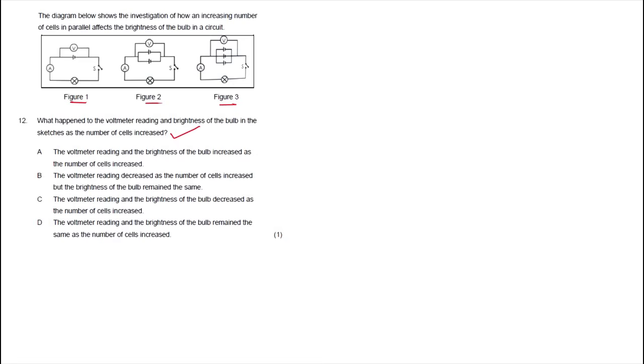Okay, so we can see that cells in parallel do not increase voltage. So our answer will be D, which says that the voltmeter reading and the brightness of the bulb remained the same as the number of cells increased because cells in parallel do not increase voltage. Okay, and then now we will move to our next question.